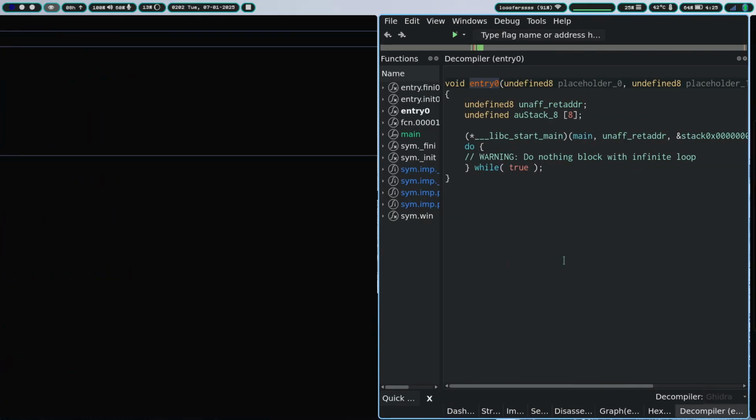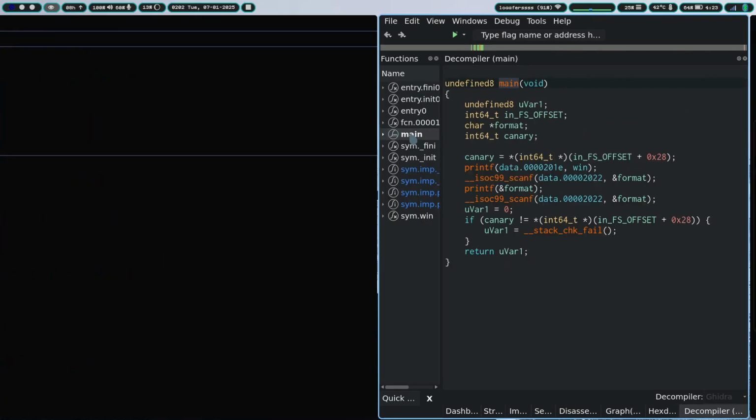Okay, so we are at entry 0. As you can see, there is an undefined var1, there is a format, and there is a canary. So what we want is canary. Now the layout is, I think, slightly messed up, but the basic premise is this.